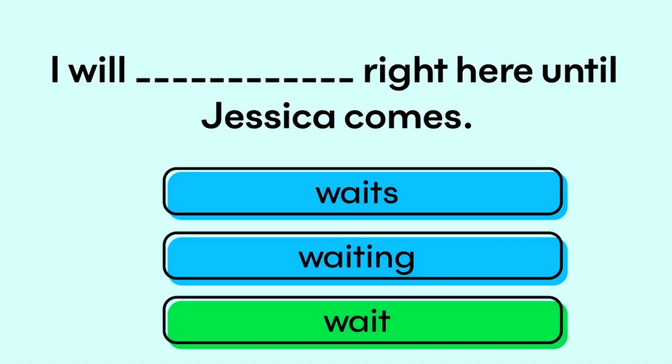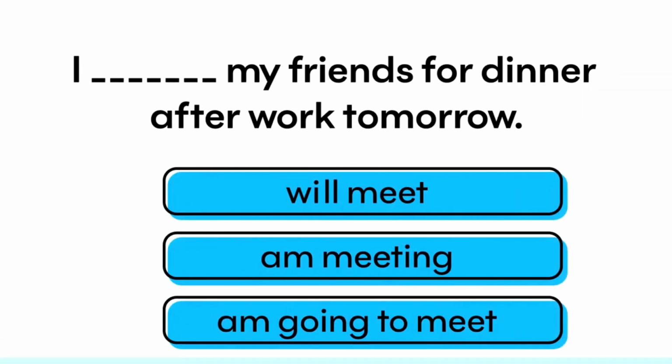Question number 9. I will blank right here until Jessica comes. I will wait, I will waiting, or I will wait. You need to remember you need to use the base form of that verb. Wait is the base form, waiting is the base form, or wait is the base form? Of course, wait is the base form. I will wait right here until Jessica comes.